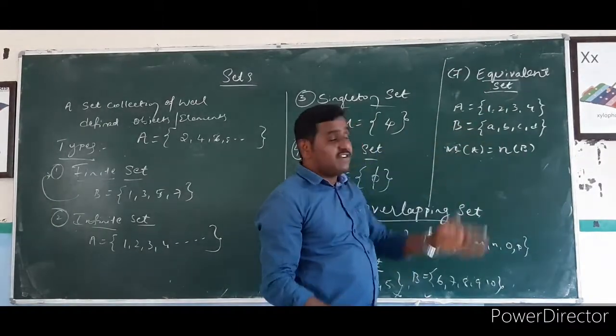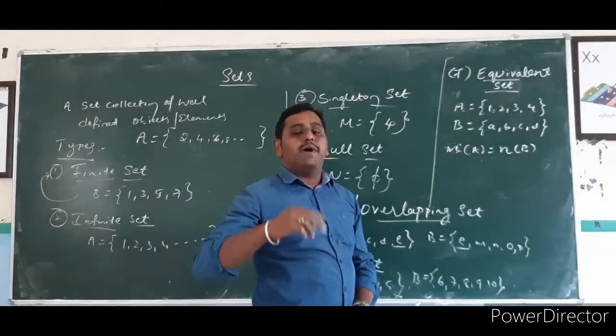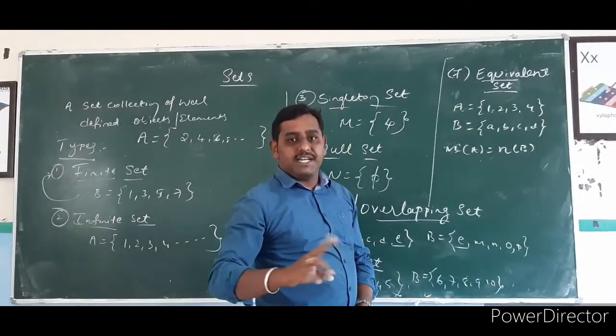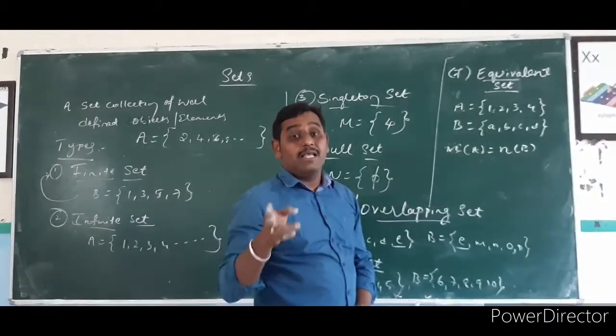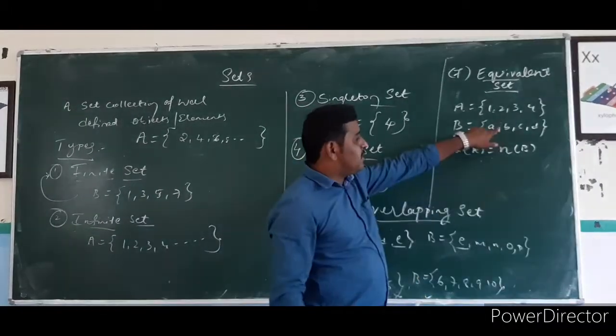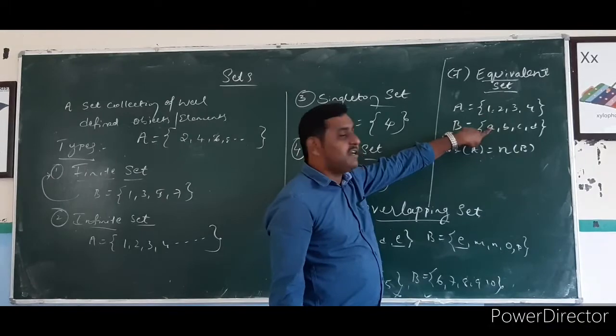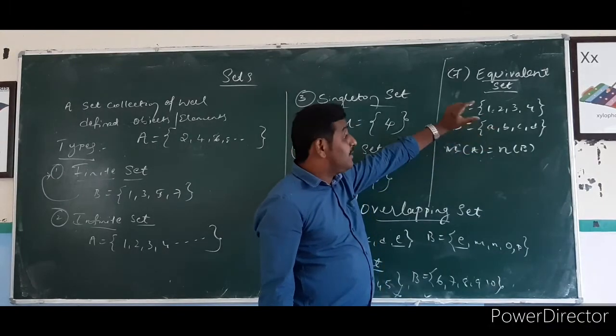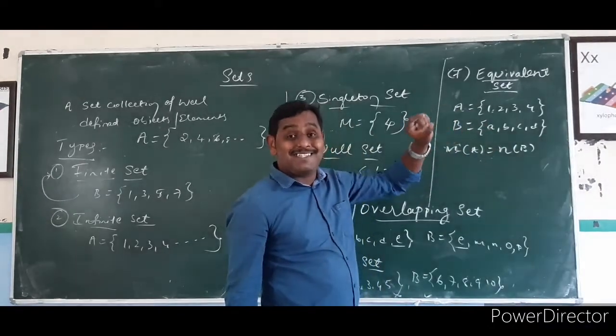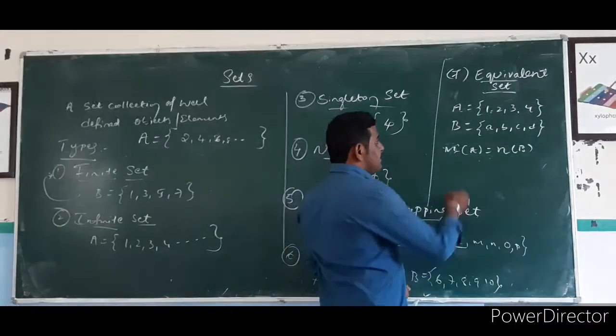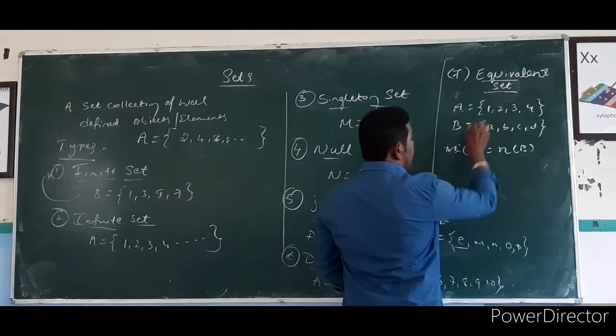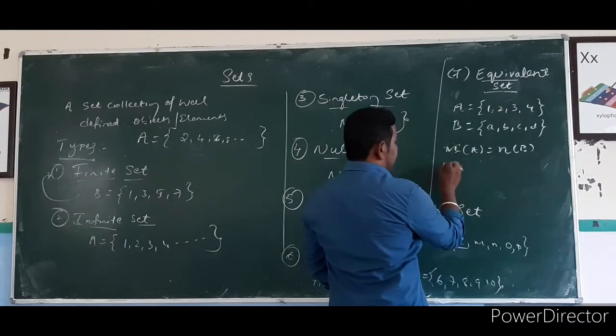If we consider any two sets, the number of elements being equal means nothing about the elements. If the elements are different, no problem, but the number of elements should be the same. If it is the same, we call these two sets equivalent sets.